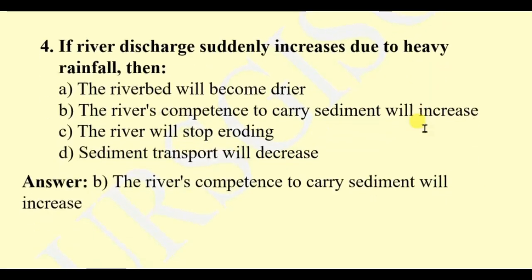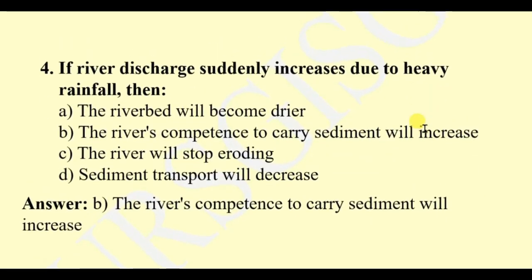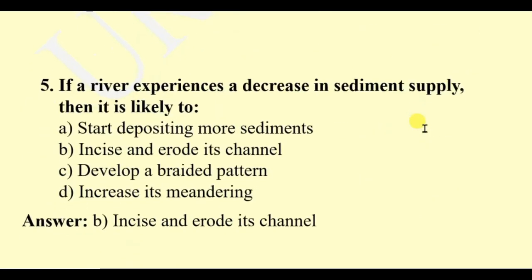Question 4. If river discharge suddenly increases due to heavy rainfall, then the riverbed will become drier, the river's competence to carry sediment will increase, the river will stop eroding, or sediment transport will decrease. Here the right answer will be the river's competence to carry sediment will increase. It means the more the water, the more the discharge, and the more will be the velocity of flow, then the more will be the sediment transport capacity.